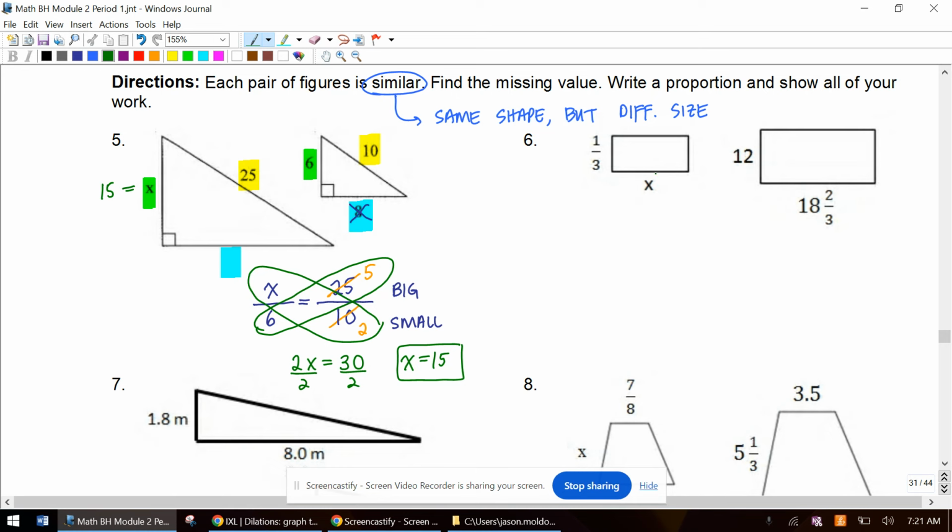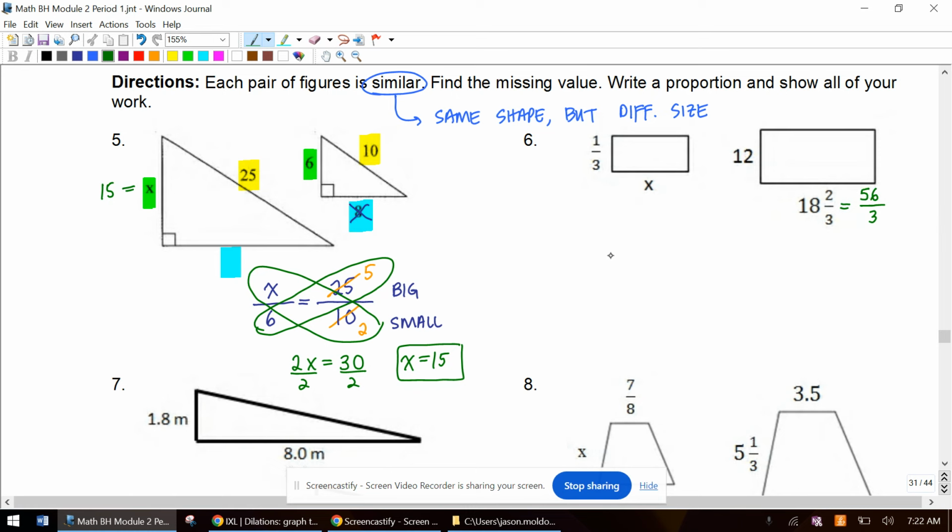We have similar figures that are 2 rectangles, a small one, and a bigger version of that small one, which is this big one. Before we get too far into this, I also prefer improper fractions. It does make cross products a little bit easier. And 18 times 3 is 54 plus 2 is 56.